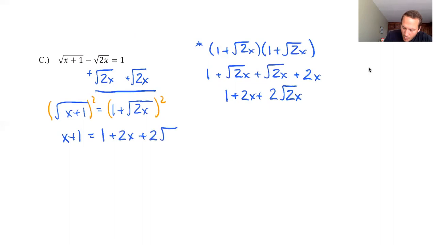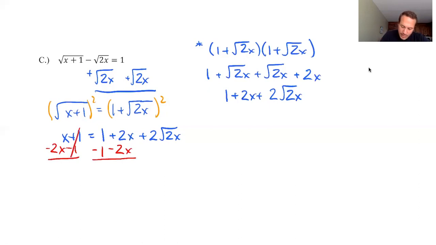By moving that one radical to the other side and then going straight to squaring them, I was actually able to go from 2 radicals down to 1 radical. And that helps me tremendously because now I want to isolate that 1 radical. So let's subtract 1 and let's subtract 2x on both sides. And let's see what happens there.